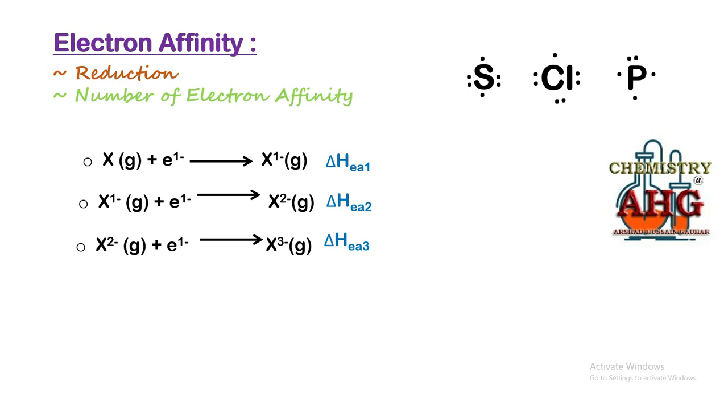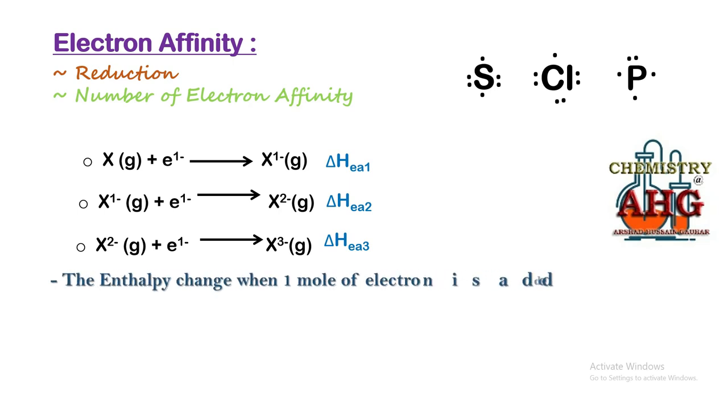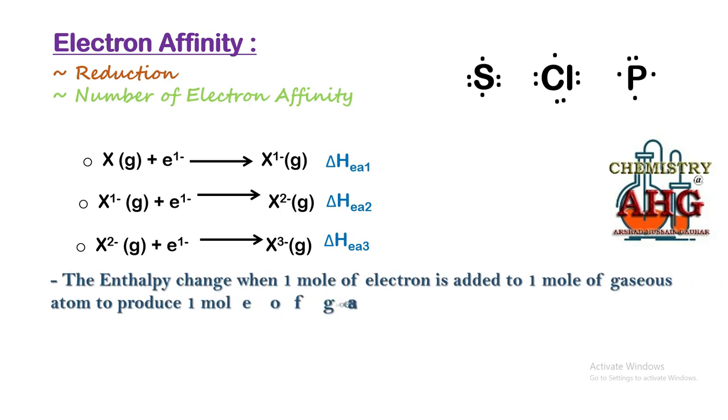I am telling you the definition for the first electron affinity again. It is the enthalpy change when 1 mole of electron is added to 1 mole of gaseous atom to produce 1 mole of gaseous uninegative ion. Write down for the second and third electron affinity. Okay, if you have written or at least in your mind you have revised how to write down the definition for the second electron affinity and for the third electron affinity, you can check it with me.